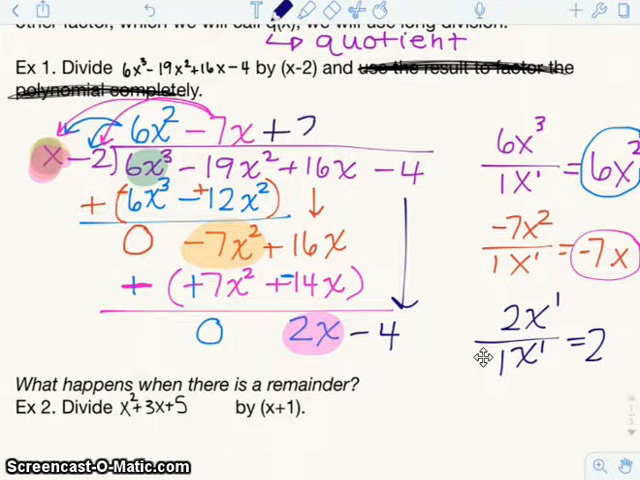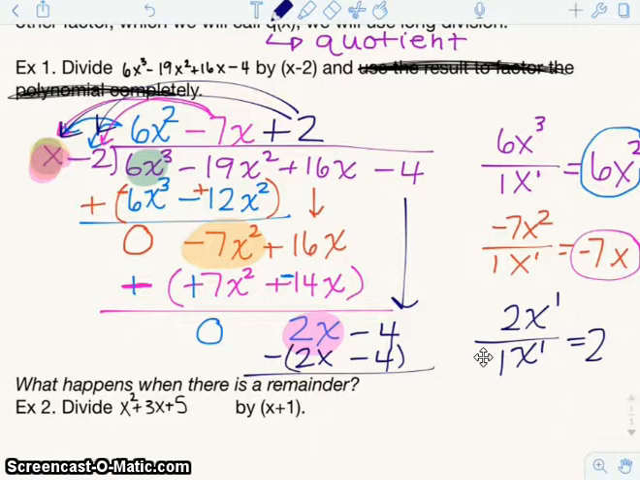I put a plus 2 on the top, and I multiply. 2 times x is 2x. 2 times negative 2 is negative 4. I subtract both pieces, so I change their signs, and then I add. And when I do that, I get negative 2x plus 2x, that's just a 0. And I get negative 4 plus 4, that's also a 0.